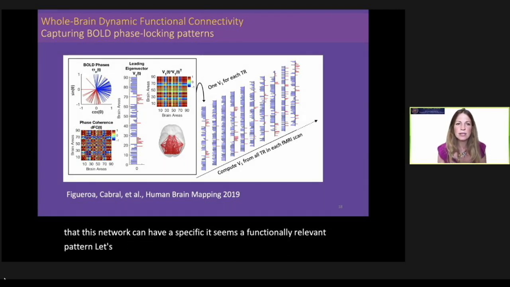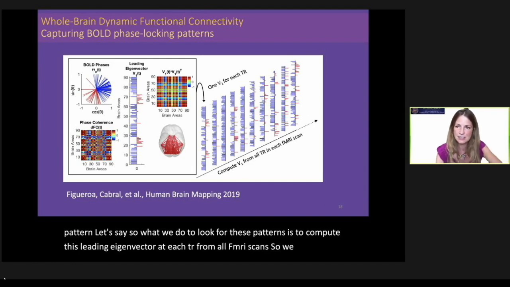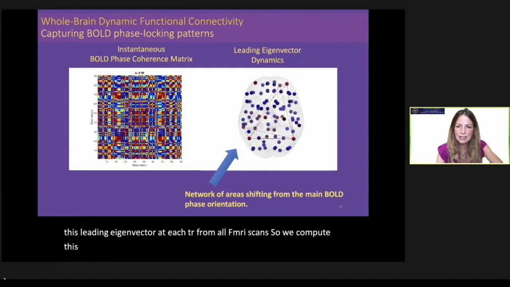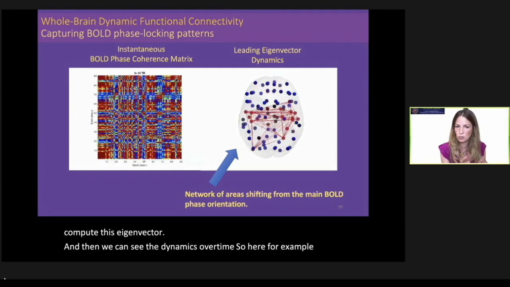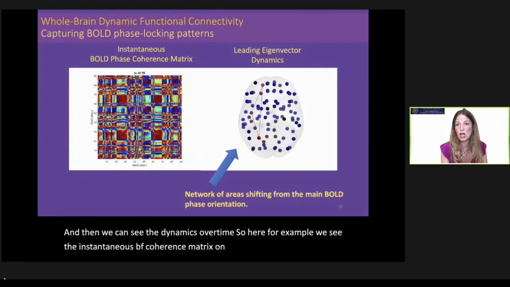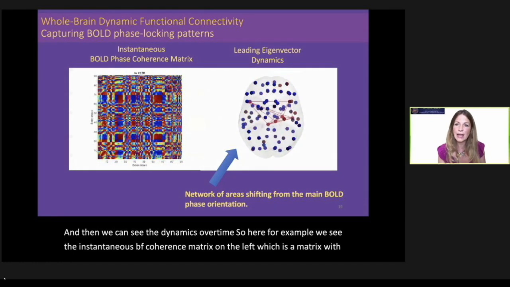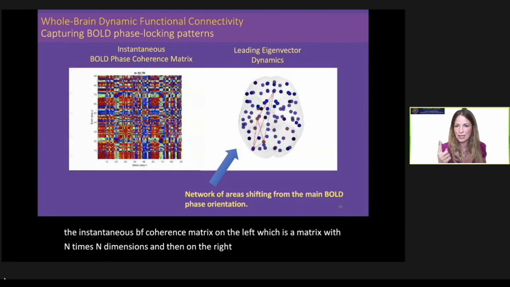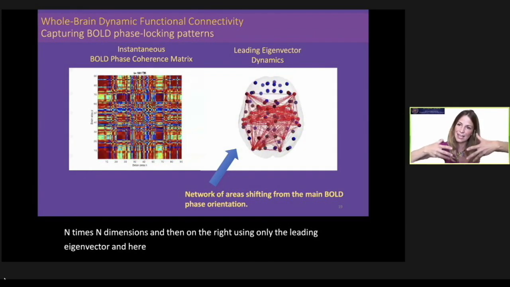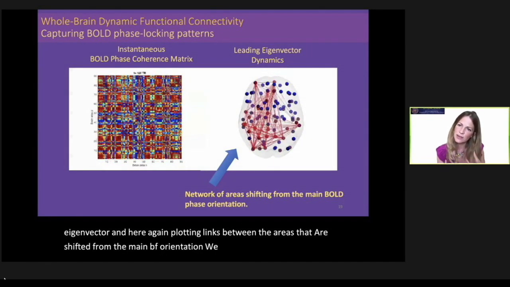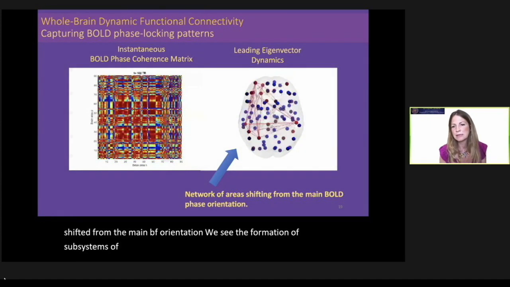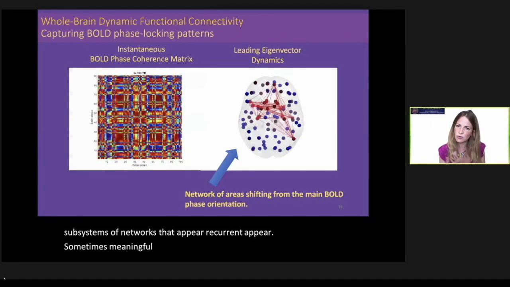What we do to look for these patterns is to compute this leading eigenvector at each TR from all fMRI scans. Then we can see the dynamics over time. Here, for example, we see the instantaneous BOLD phase coherence matrix on the left, which is a matrix with n times n dimensions. On the right, using only the leading eigenvector, and again plotting links between the areas that are shifted from the main BOLD phase orientation, we see the formation of subsystems of networks that appear recurrent and sometimes meaningful, but it's important to characterize them even further.